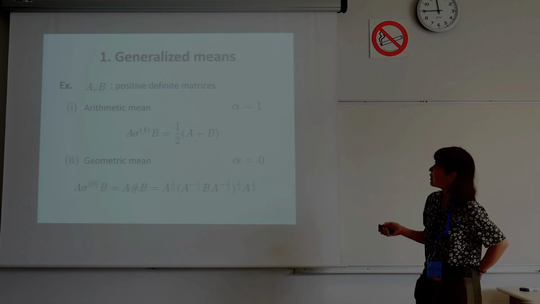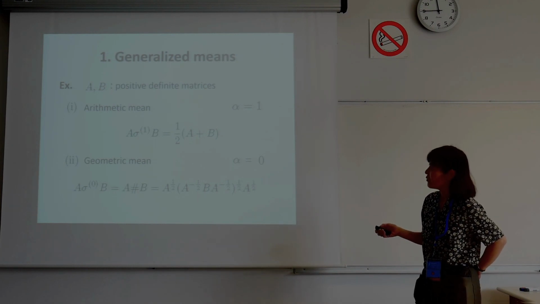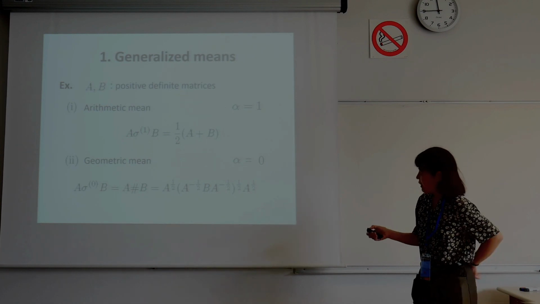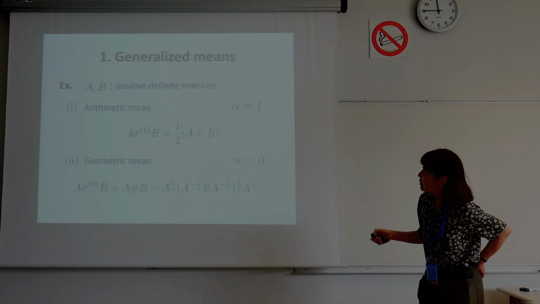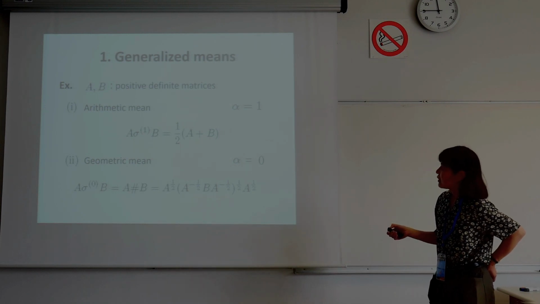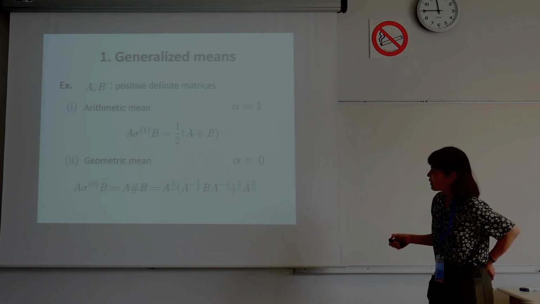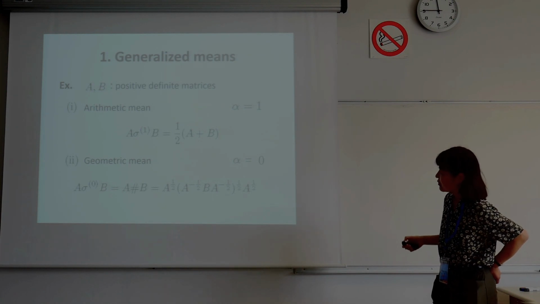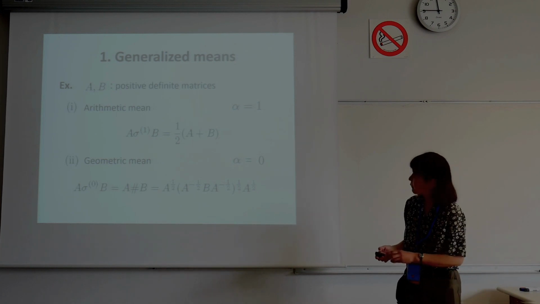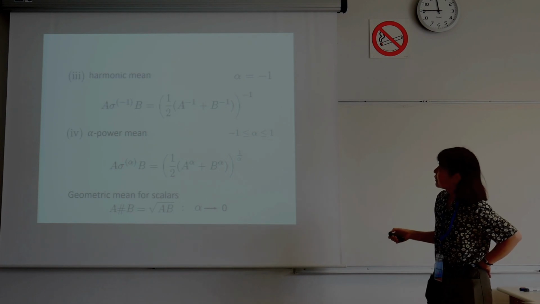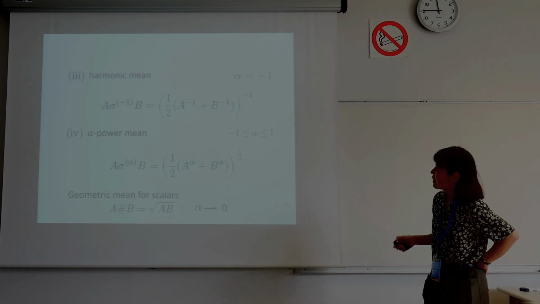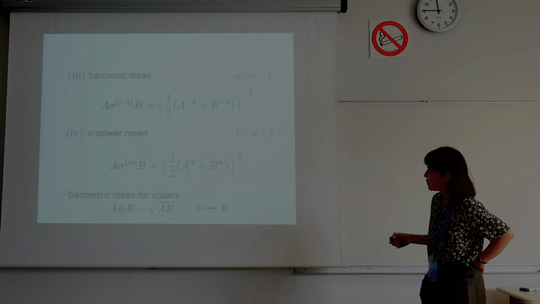So, generalized means. If A and B are positive definite matrices, the arithmetic mean of A and B is half of A plus B, and the geometric mean is this. The harmonic mean is like this, and the alpha power mean is like this.